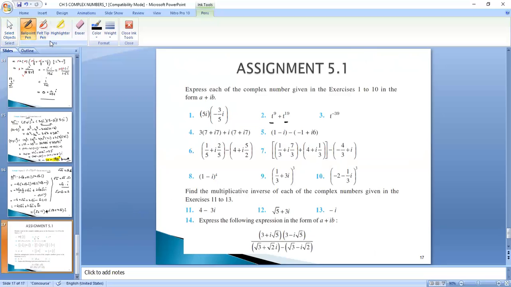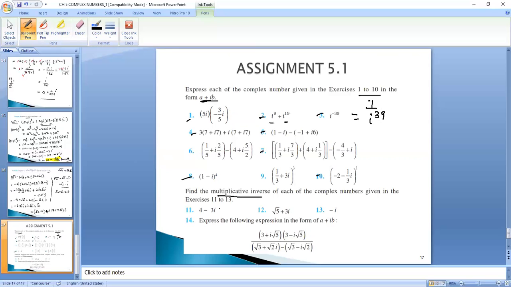Now this is the assignment you will be solving. Express each of the complex numbers in the given exercise 1 to 10 in the form a + ib. These are the questions of your NCERT book. We have solved 1 upon i raised to power −39. You will be solving 1 upon i raised to power 39 and write this power 39 in the multiple of 4. You will be easily able to solve. So solve this first, second, third, fourth, fifth, sixth, seventh, eighth, ninth, 10th.